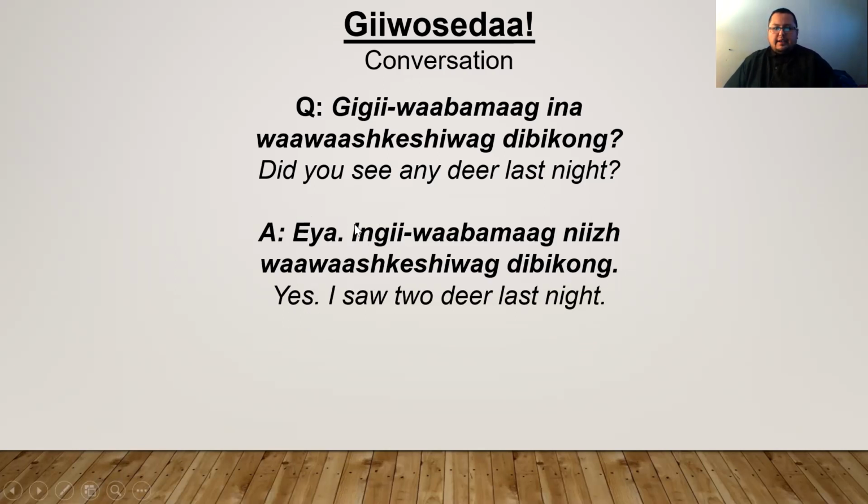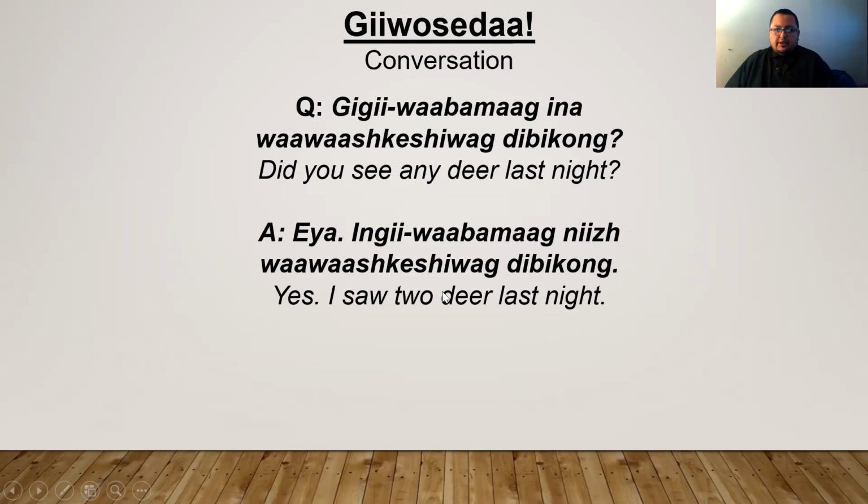Ingi, I did something. In is I. Gi is past tense, so I did something. And here's our verb right here: wabam, I saw. And then og makes it plural, so I saw more than one. And then you name how many you've seen. So in this case it's nij. Okay.